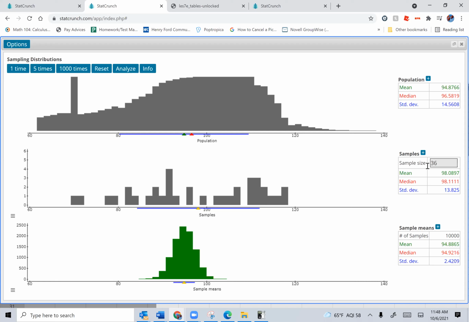14.5608 divided by square root of 16, which is 4. You get 3.6402. Oh, 36. I divided by 6. Sorry, my miss. 14.5608 divided by 6. Okay, I got 2.42. And look, guys, at the standard deviation, it's 2.42. Okay, let me change this one to a sample size of 100.